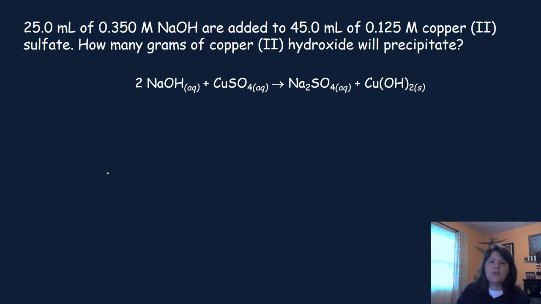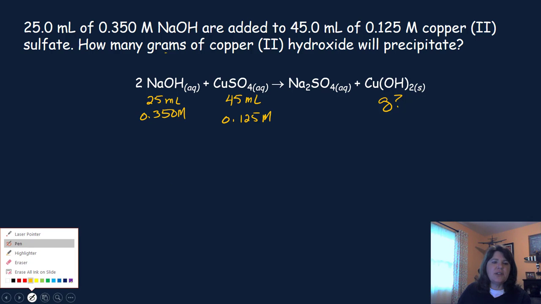Again, here's your balanced equation. This is the precipitate we're after, and the question says how many grams. So I'm going to write grams here. I know that I have 25 milliliters of a 0.350 molar solution. And then for the copper 2 sulfate, I have 45 milliliters of a 0.125 molar solution.